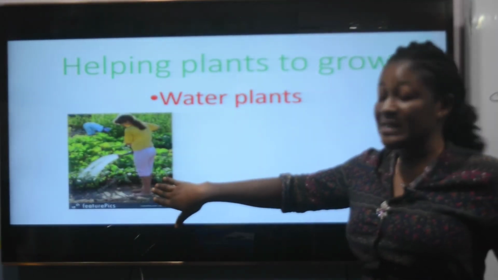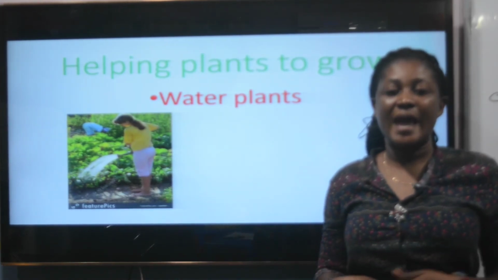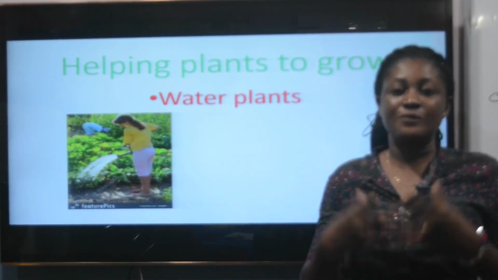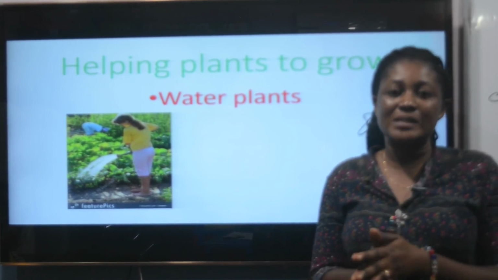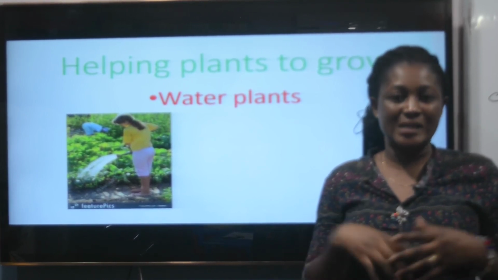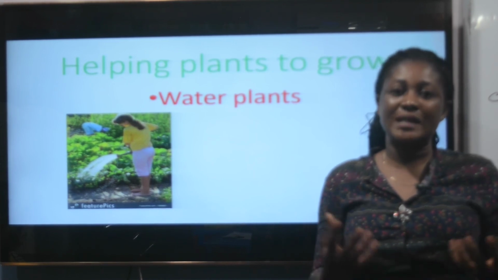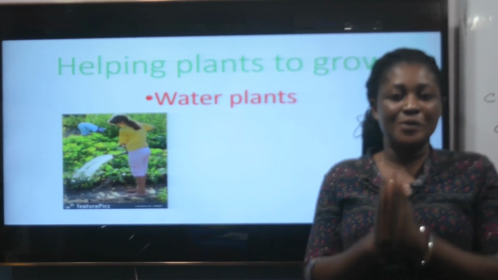Have you seen the auntie? She's watering her garden, which is full of plants. So kids, if you have plants at your various houses, make sure you water them, okay? When you water them, they will grow nicely and beautifully.